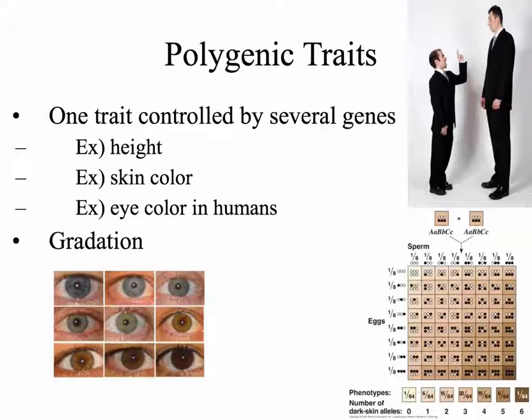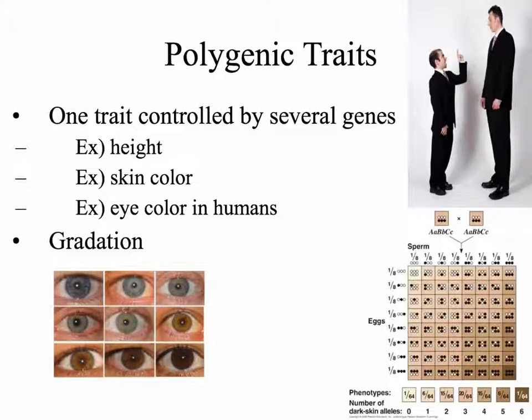This is when one trait is controlled by many genes. So remember, the prefix poly means many. There are many examples of polygenic traits in humans, animals, and other organisms. In humans, we see that height, skin color, and eye color are all polygenic. We know this because if we look at the phenotypes, there is a gradation that occurs.